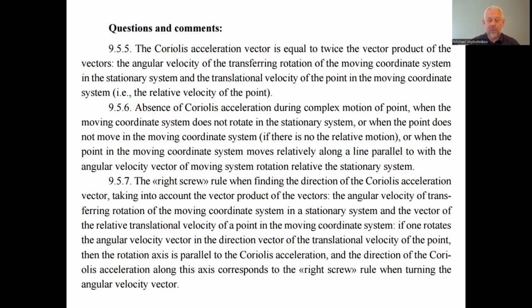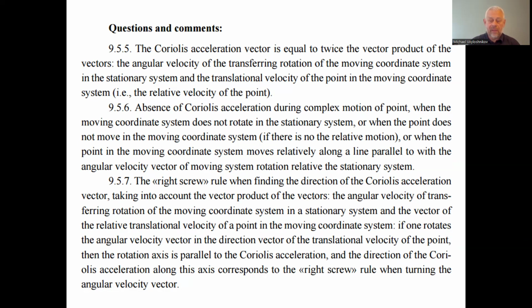This magnitude is equal to 2 multiplied by the magnitude of the transfer angular velocity of rotation of the moving coordinate system in the fixed coordinate system, multiplied by the magnitude of the relative translational velocity of the point in the moving coordinate system, multiplied by the sine of the angle between the vector of the transfer angular velocity of rotation of the moving coordinate system in the fixed one and the vector of the relative translational velocity of the point in the moving coordinate system.